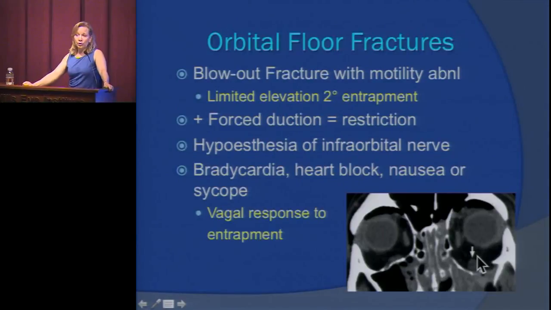Orbital floor fractures can also cause vertical incomitant deviations, and hopefully you've learned a lot about this from the oculoplastics department, so I'm going to breeze through this a little bit and kind of point out some points. The blowout fracture with motility abnormalities will show limited elevation secondary to the entrapment of the inferior rectus muscle. Obviously, there's going to be forced adductions because of the restriction. You can get hypesthesia of the inferior orbital nerve. You can also get bradycardia, heart block, nausea, or syncope because of the vagal response to the entrapment. And here's showing a nice entrapment of that inferior rectus muscle.